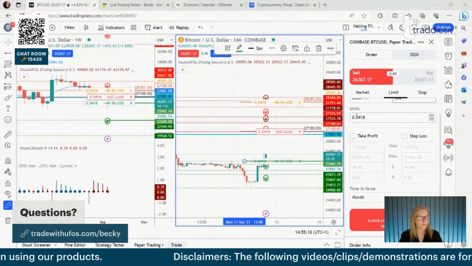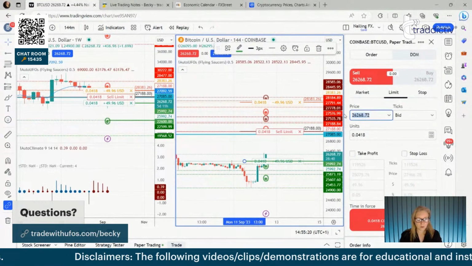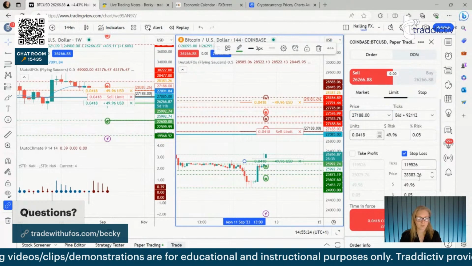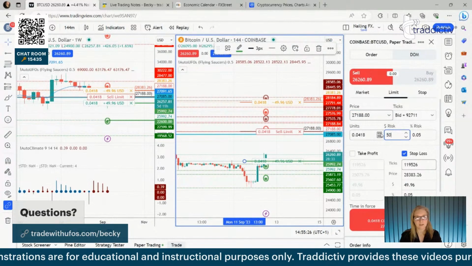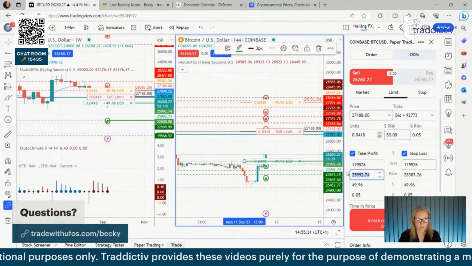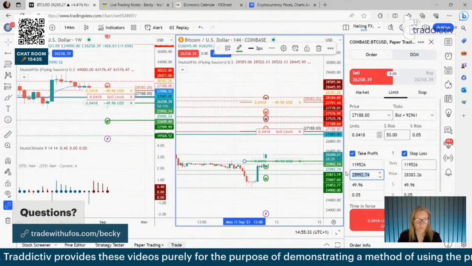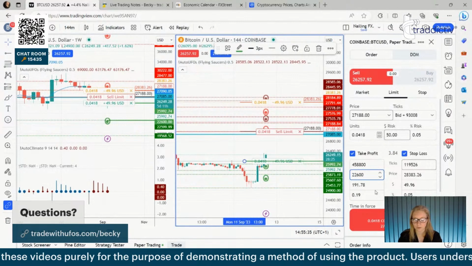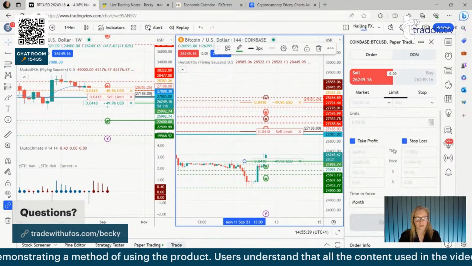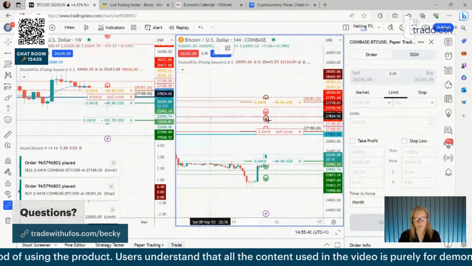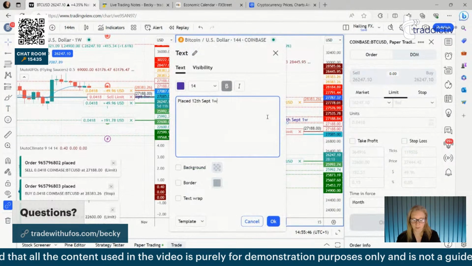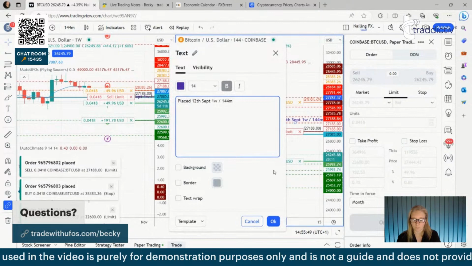25,992.74. The final target, so same entry, 27,188. Same stop loss, it's remembered it. Same risk, $50. And our target will be 22,600. So it's a 3.84 to 1 if it hits down there monthly. Okay, I'm going to put a nice little note in. So placed 12th of September, 1 week, 144 minute.